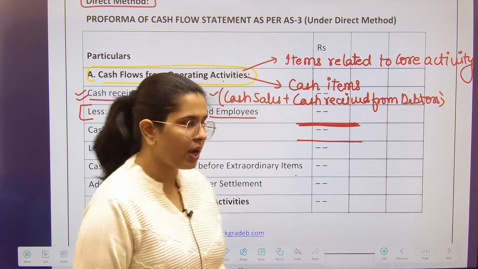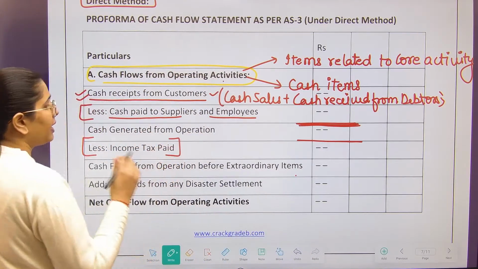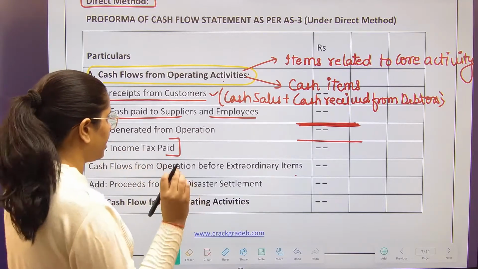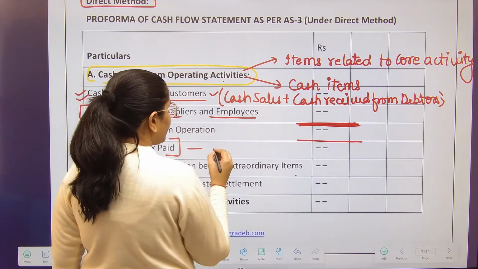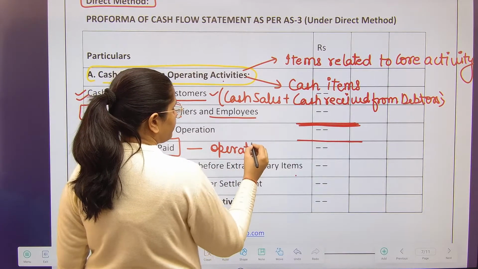Now the next thing which comes is taxes paid. See, this thing can confuse you in examination. Always remember that it is an operating activity.